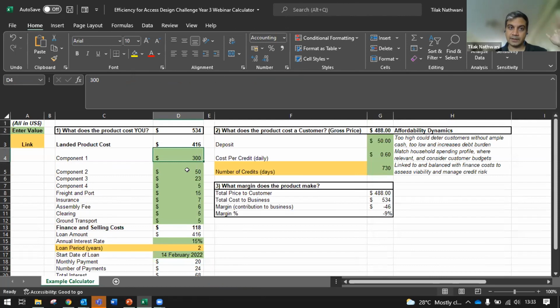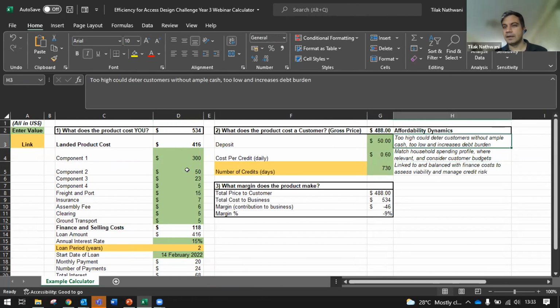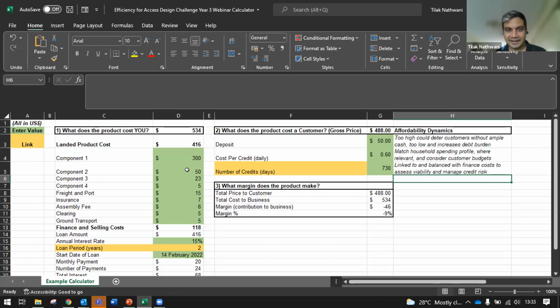It essentially has the business side of things and the unit economics or the unit costs of the product. And then over to the right, thinking about affordability and some notes on dynamics to consider that I mentioned, such as the deposit being too high, the cost per credit, and the duration of the plan. That would help you find through play that balance between total price to customer, total cost of the business, and in theory, what your margin contribution to the business is, which provides the platform for you to be able to scale and continue developing new products and R&D and customer service and the like.